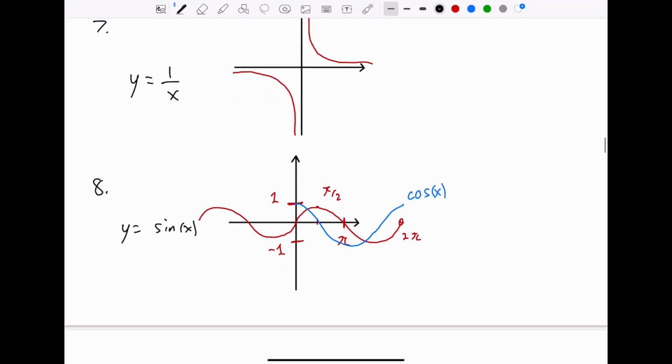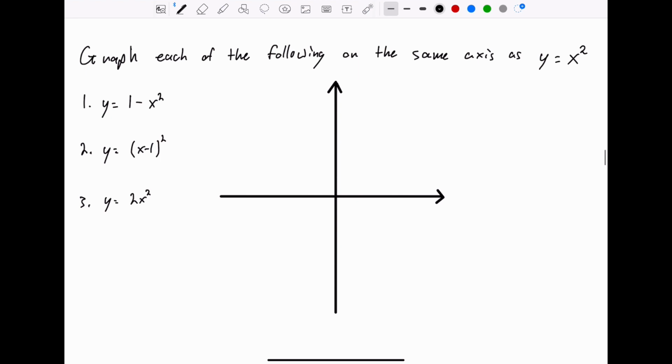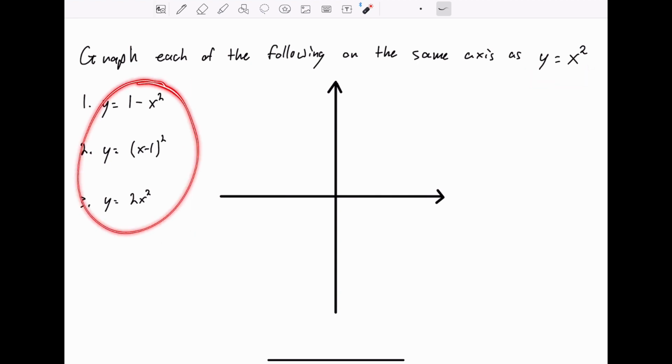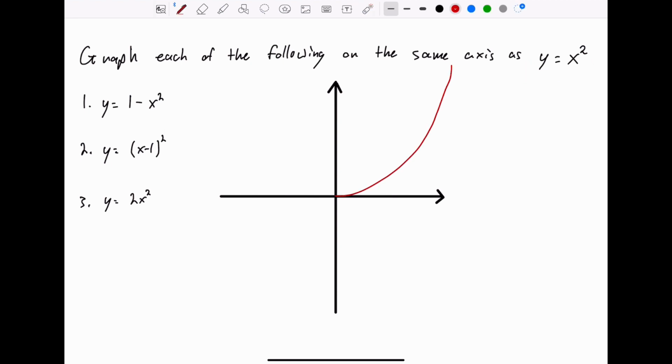Let's talk briefly about translations and stretches. We want to graph 3 variations of parabolas. Our base parabola is the function y equals x squared, and we want to graph each of these variations and see how different operations on x squared affect what the graph looks like. So let's first graph y equals x squared. Y equals x squared looks something like that. And let's talk about these different shifts and stretches, etc.